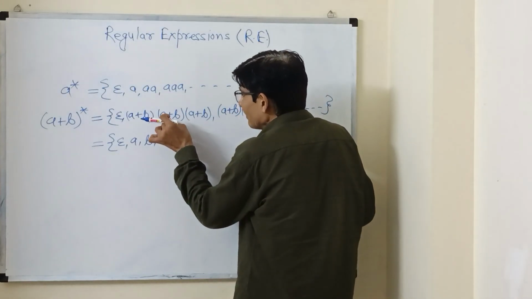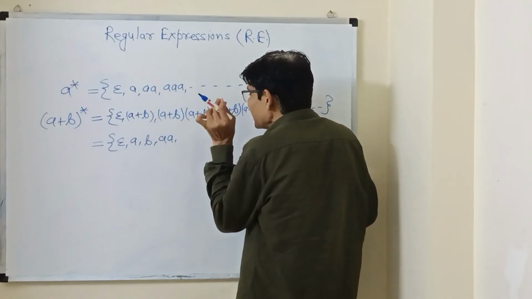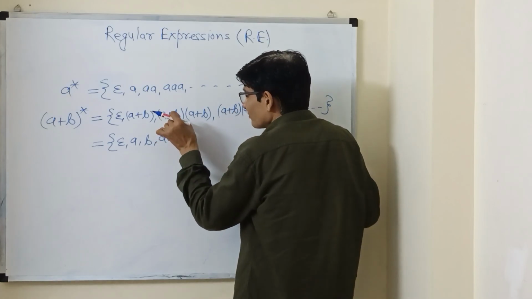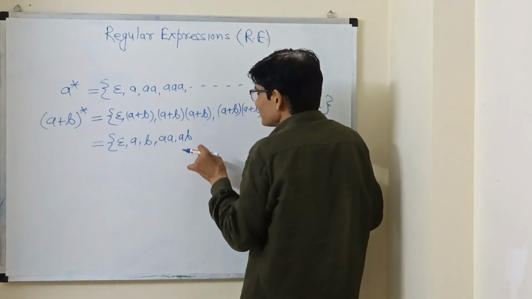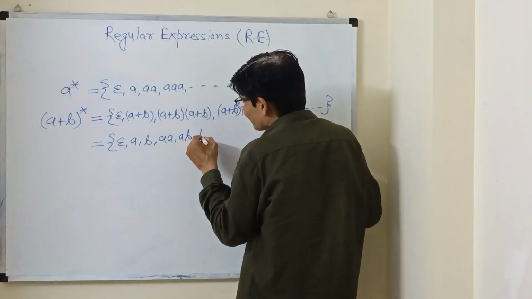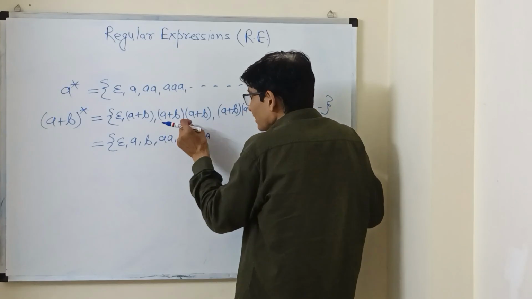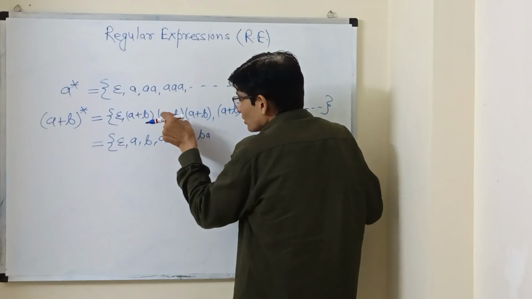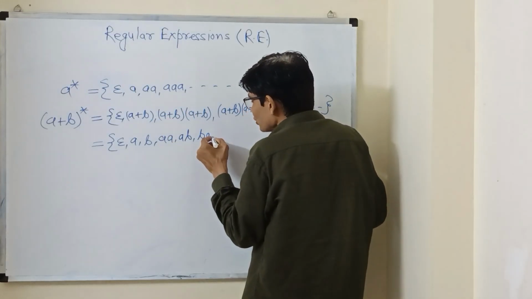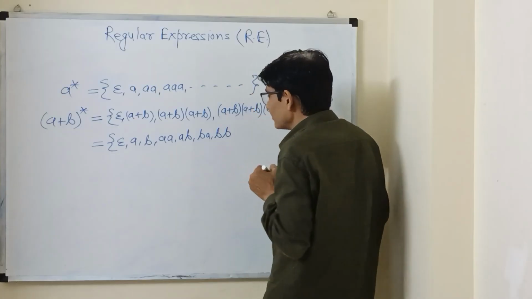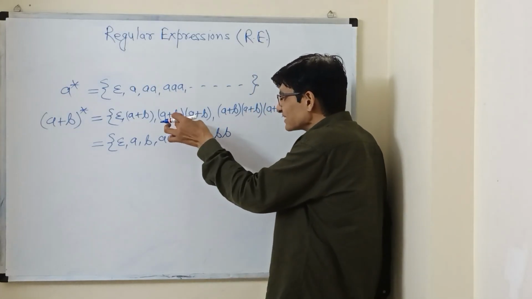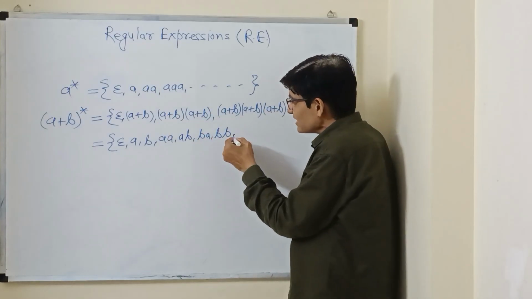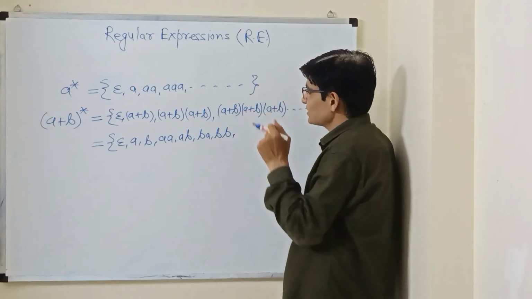Then next time I will select a in the first and b in the second, so it will create one more string, ab. Then next time I will select b in the first and a in the second, so it will create ba. And one more time, both times I can select b, so it will create bb. Now, no more strings can be created from this particular combination. So now we can create these strings.